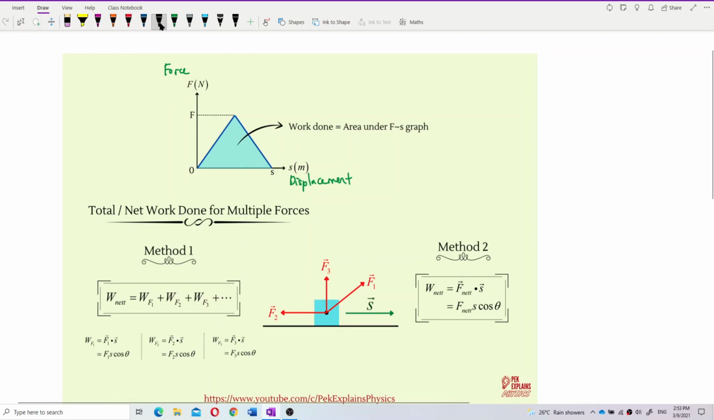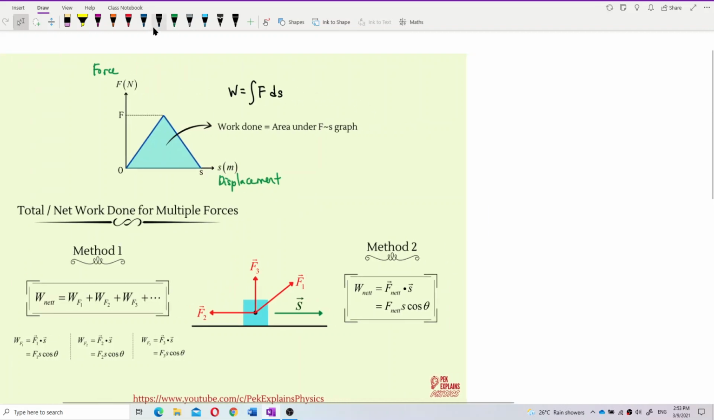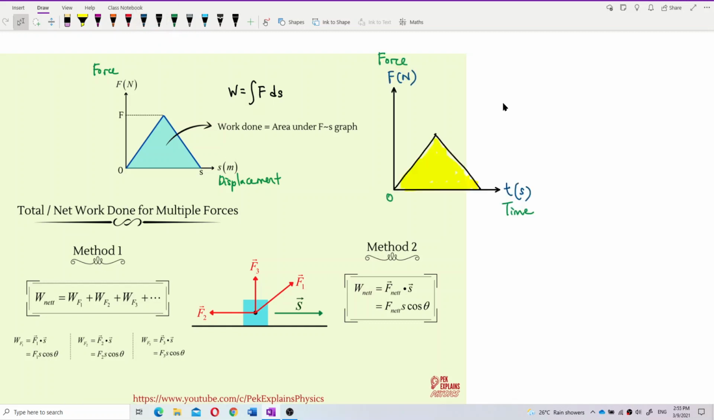Or if we want to write integration, work done is actually the integral of F with respect to S. Integration gives us the area under the force displacement graph. Last time, in the previous chapter, we learned about impulse, isn't it?